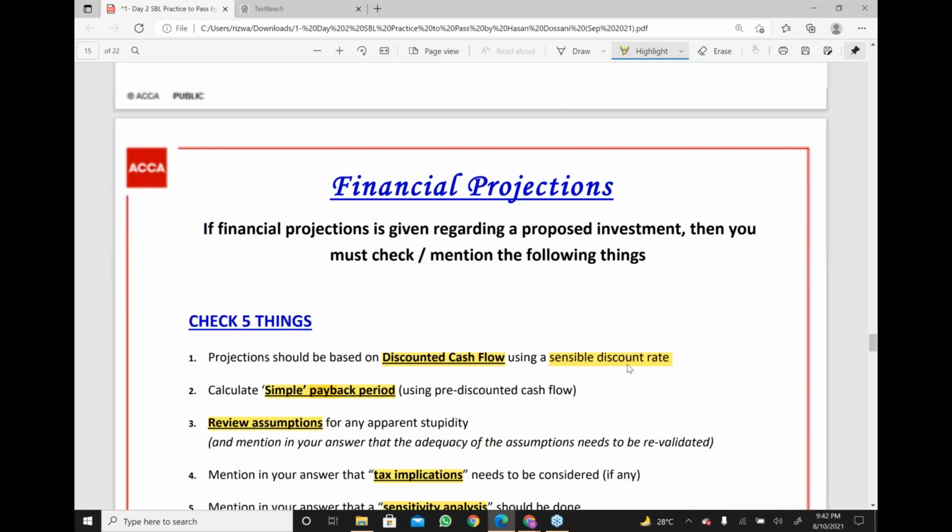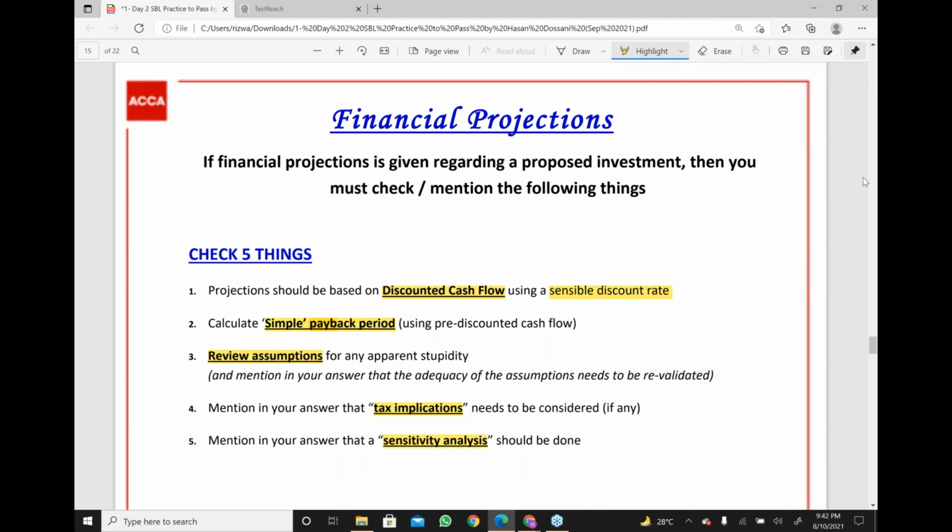Do I have any questions on financial projections? Very good. Yes, my screen is frozen because I'm not moving it. I'm talking about the slide in discussion.